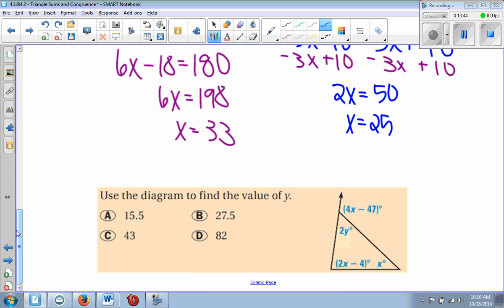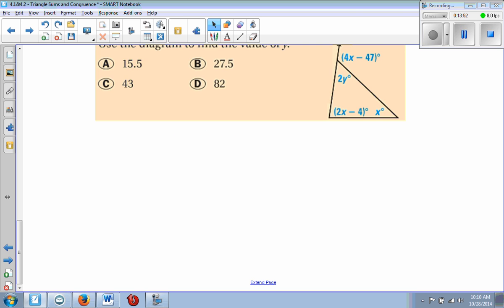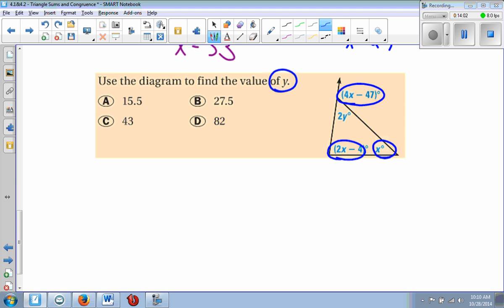Moving down, last problem here. The first thing that I would do is figure out what I need to find first. The value I need to find first is going to be x. Even though the problem says find y, I have to find x, and the reason why is because if you look at the picture, there are a lot of angles in this picture with x in them. So finding x is going to be the only thing that you can do.